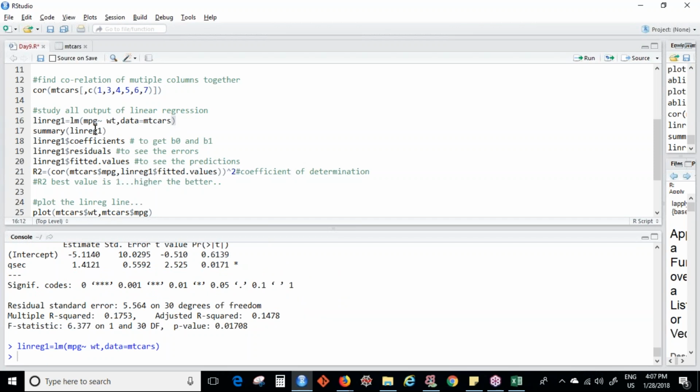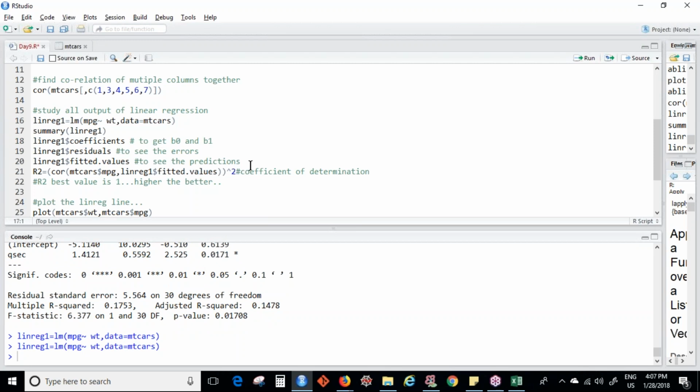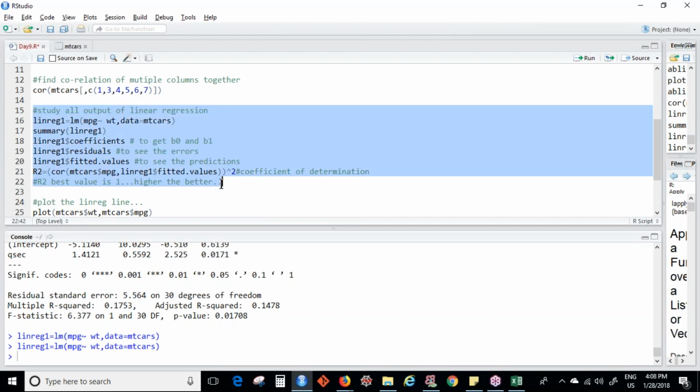Okay, so this is my linear regression one. Now how do I find the sum of squared error here? There is no direct function which will give you. So any idea from using these terms, can you suggest me a way how I can find the sum of squared error? The answer lies in the highlighted portion.